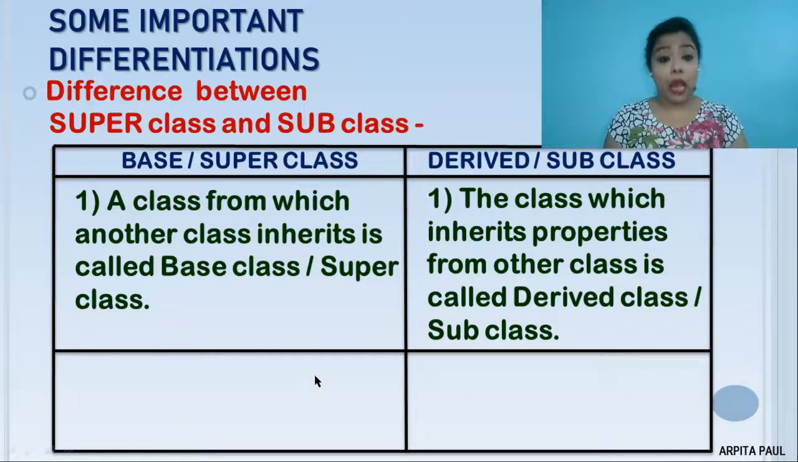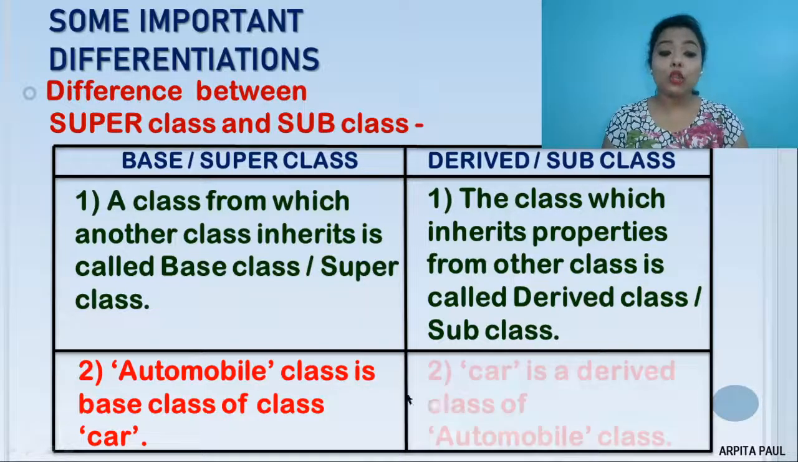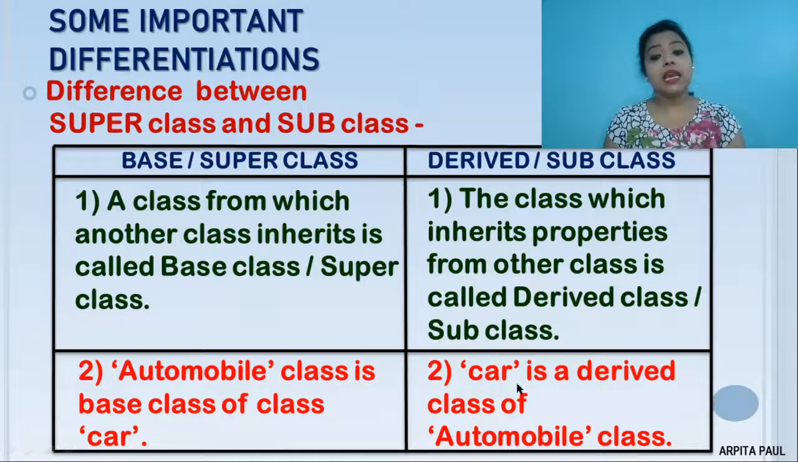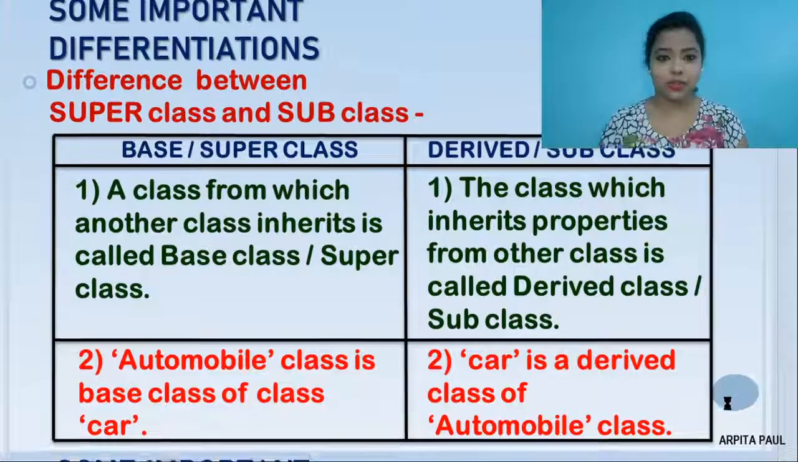Now what are the examples? Automobile class is the base class of the car. So car belongs to automobile. If automobile is the class, then car is the derived class or subclass, and automobile is the base class. Car is the derived class of the automobile class. This is how you can differentiate between base class and derived class, or superclass and subclass.